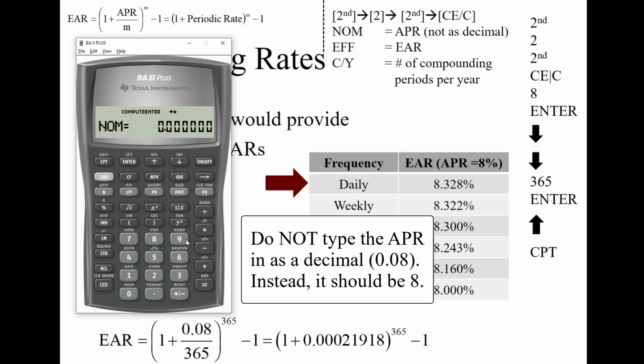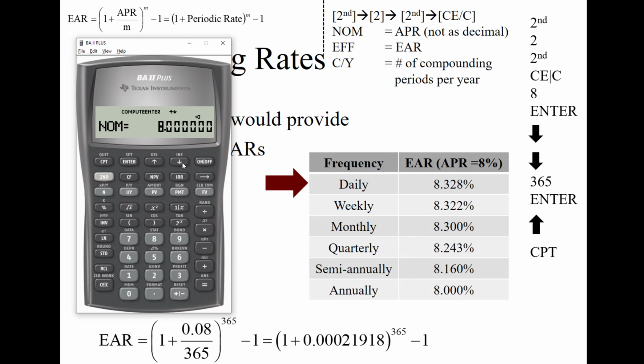Now we can type in our APR, which is 8. And we need to make sure that we hit enter. Enter and equals are not the same thing, so we need to hit enter. We're going to hit the down arrow twice. And that gives us our number of compounding periods per year. And in this case, we're going to change that to 365. And again, I'm going to hit enter.